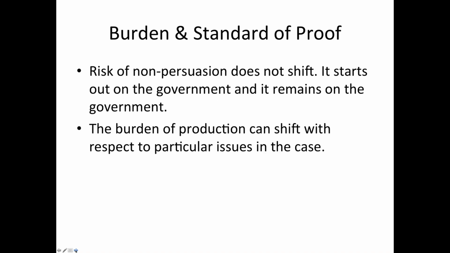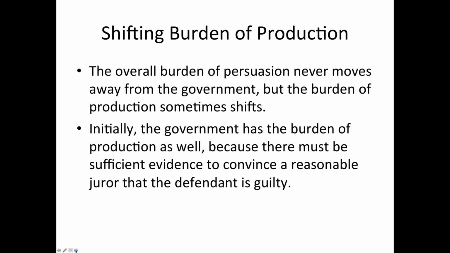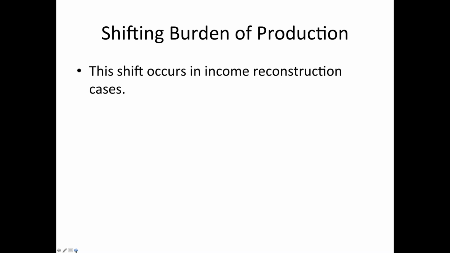So the risk of non-persuasion doesn't shift. It starts out on the government and it remains on the government. The burden of production, on the other hand, can shift with respect to particular issues in the case. This again just recaptures what was just said, that the overall burden of persuasion never moves away from the government. It's always there on the government, but the burden of production sometimes shifts. So initially, the government has the burden of production as well, because there has to be sufficient evidence to convince the jury that the defendant is guilty.